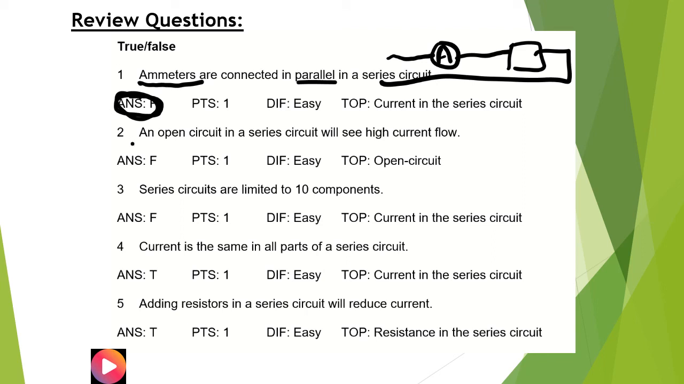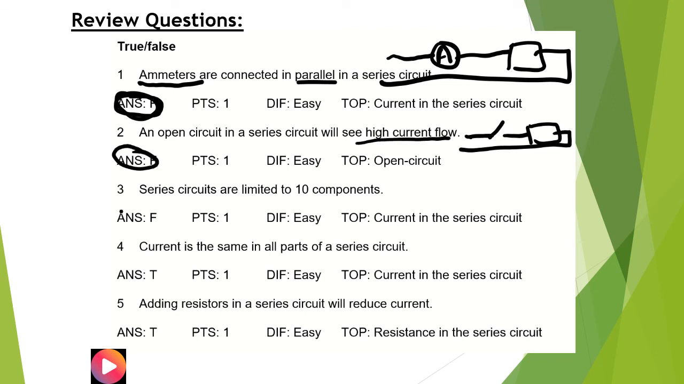Question number 2. An open circuit in a series circuit will see high currents flow. Well, what do you think about that one? An open circuit, so if we had a switch and it was opened, there would be no current flow, so that must also be false.